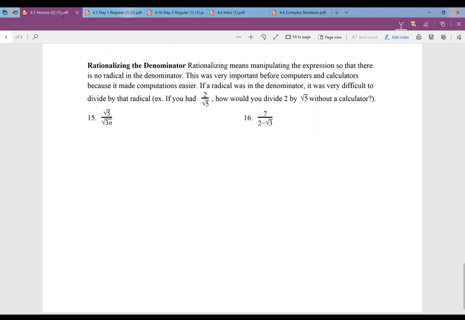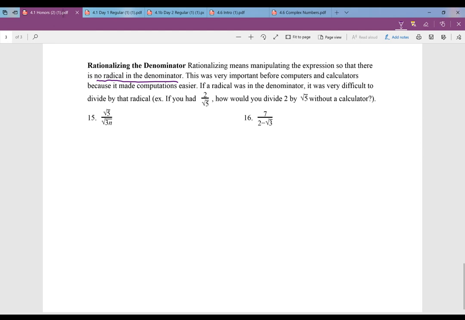Lastly, we're going to talk about rationalizing the denominator. Rationalizing means manipulating the expression so that there is no radical in the denominator. This used to be very important before we had computers and calculators because it made computations easier, because they had to do a lot of them by hand. If a radical was in the bottom, it was very difficult to divide that by hand, right?